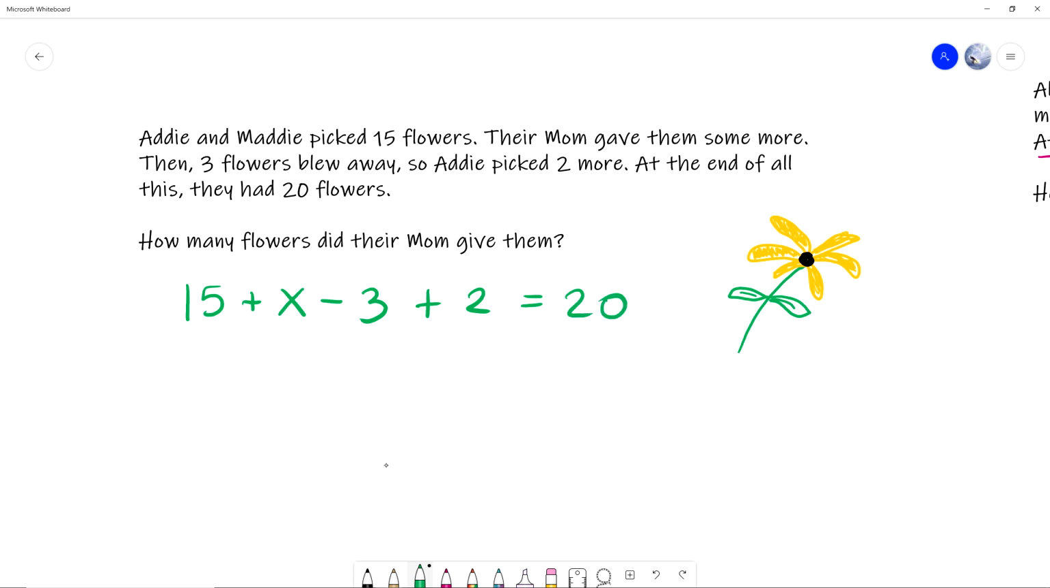Okay, so let's explain the equation. We have 15. What's 15? 15 is how many me and Maddy picked. So you started with 15 flowers. And my mom gave us some more, but we don't know how many, so that's x. Some more. That right there, it's a mystery number. So that's why it's a big question mark.